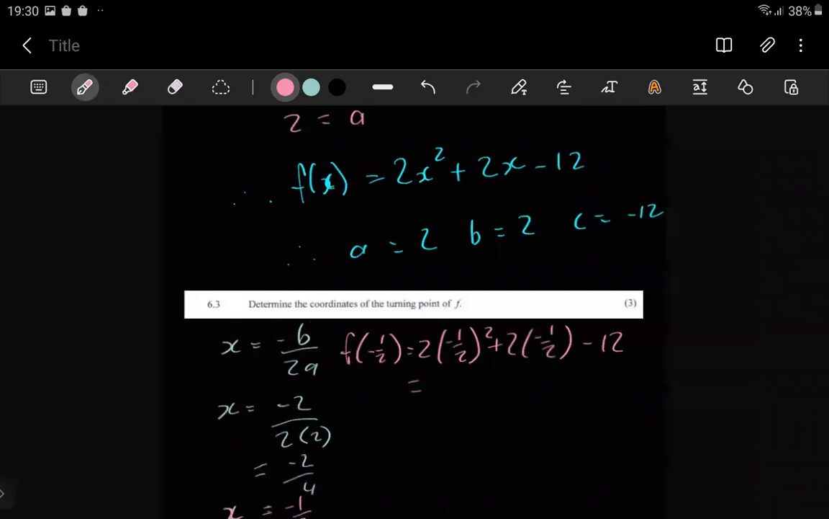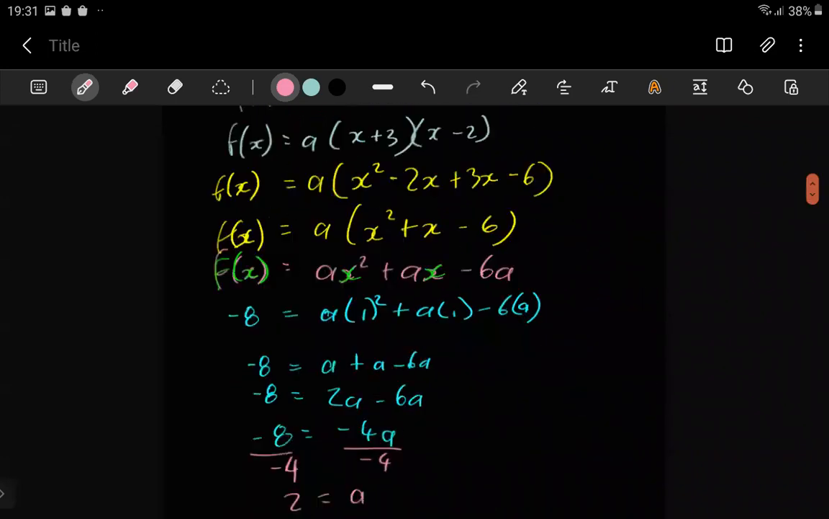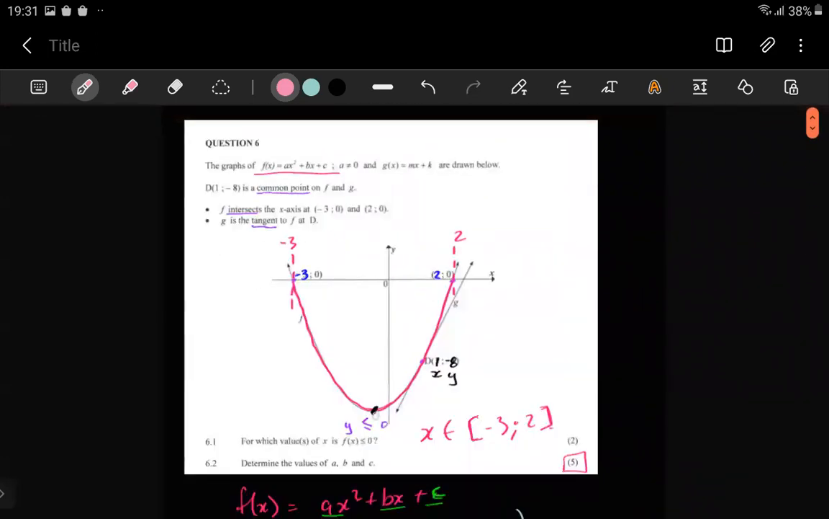In the calculator, let me see what we get here. It's 2 times -1/2 squared, and then plus 2 with negative a half, and then you have minus 12. That is giving us negative 25 over 2. So this kind of looks accurate, negative 25 over 2. That's like negative 12 and a half, which looks accurate because it's all the way down here.